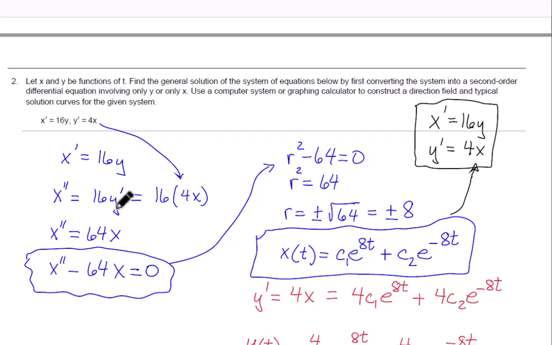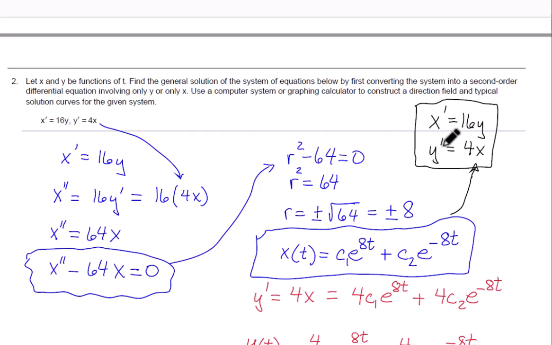And so now fill in what I know about y prime. And y prime is 4x. And so I get x double prime minus 64x equals 0. That's easy. Constant coefficient, second order. Form the characteristic polynomial. So r squared is 64, and the square root of that is 8. So I get two solutions, e to the 8t and e to the minus 8t. So that's the solution for x.